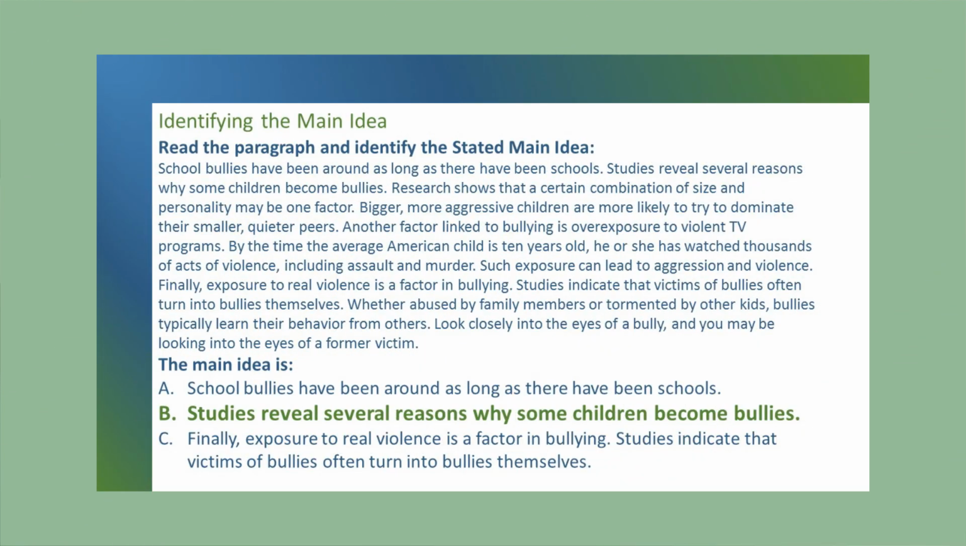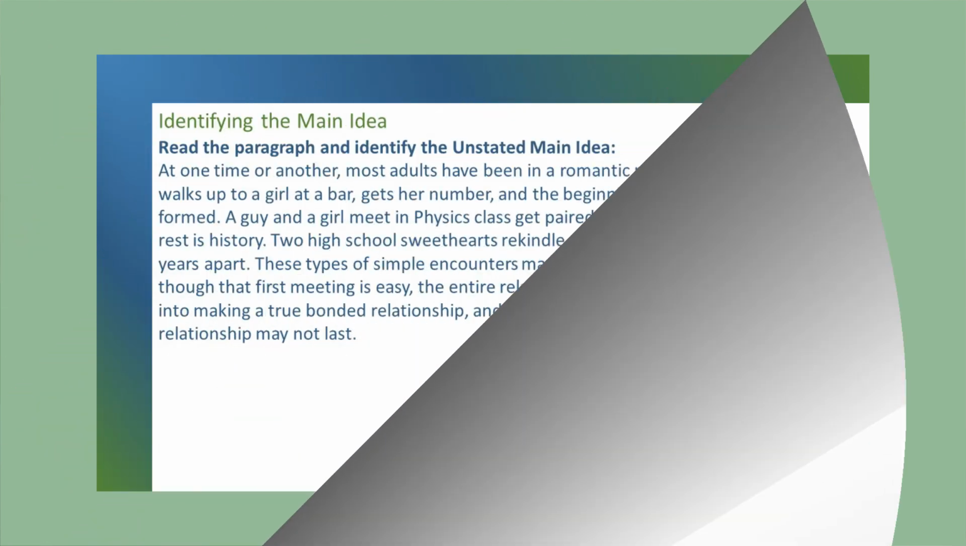Yes. If we look at it, there's about 3 reasons that are illustrated in the paragraph about why some people become bullies. If you look at C, though, C is just details that support our main idea. So it's not going to be C. So B, studies reveal several reasons why children become bullies, is going to be the main idea for this paragraph.